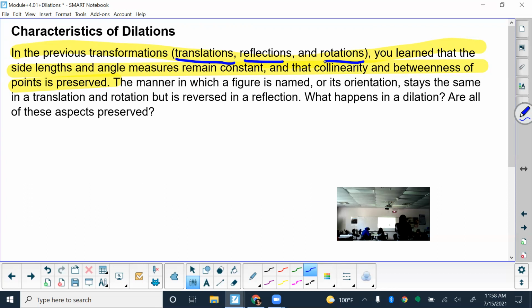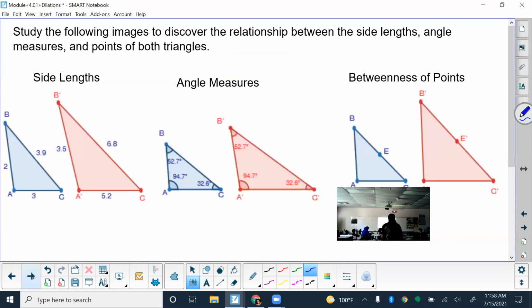All right, but in a dilation, like we said, things get larger or smaller, but we're also trying to see, does it still have collinearity? Does it still have betweenness of points? So we'll see that next. We're going to discover it by looking at these images that were dilated. Study the following images to discover relationships between side lengths, angle measures, and points in both triangles.